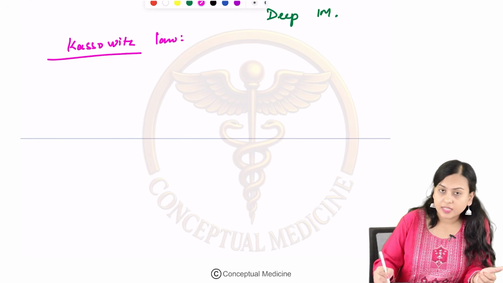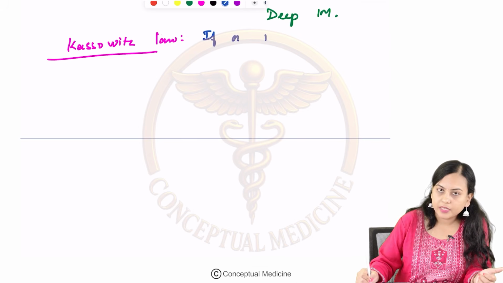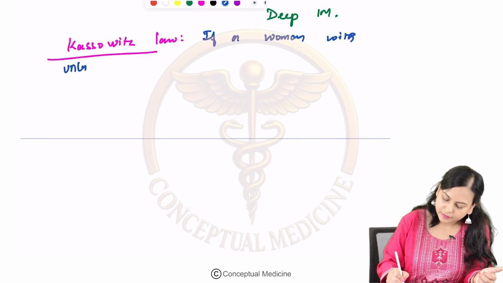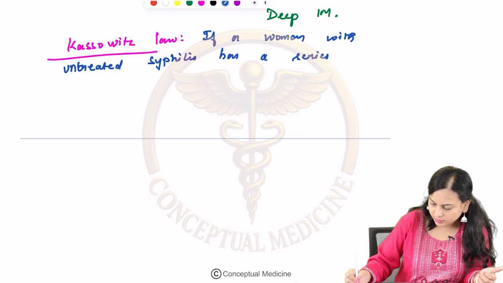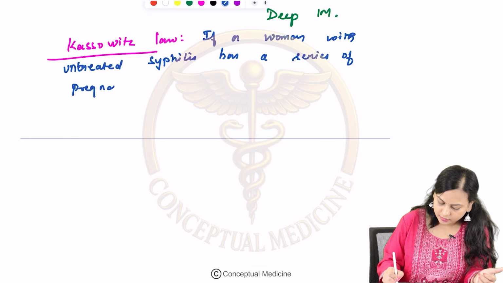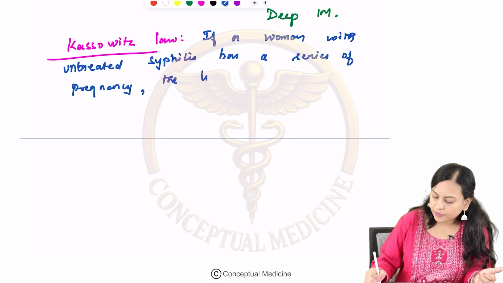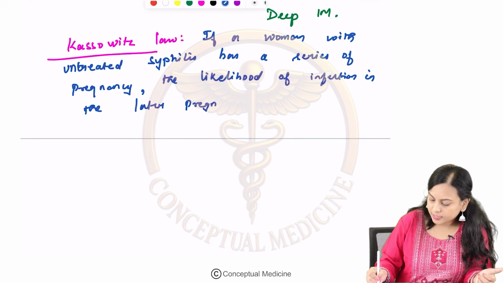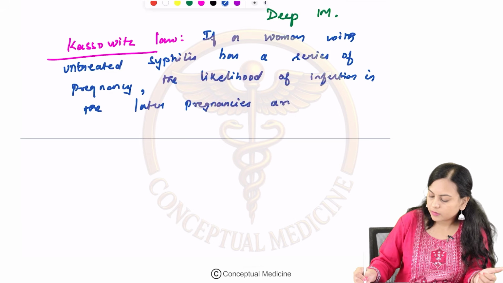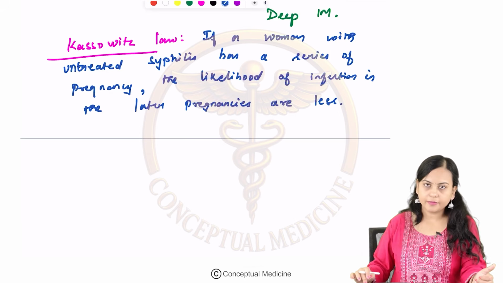So this law states that if a woman with untreated syphilis has a series of pregnancies, then the likelihood of infection in the later pregnancies is less. Clear?